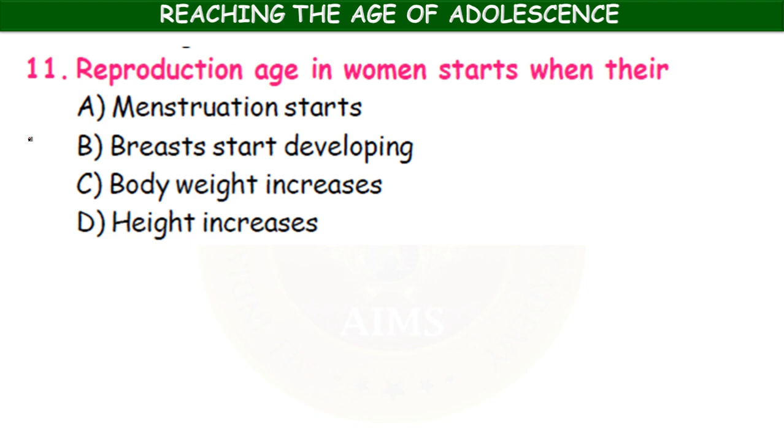Reproductive age in women starts when their menstruation starts, the breasts start developing, and body weight or height increases. So the reproductive maturity will start at the start of menstruation.